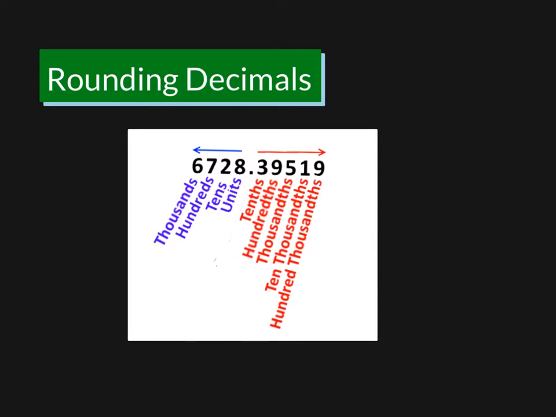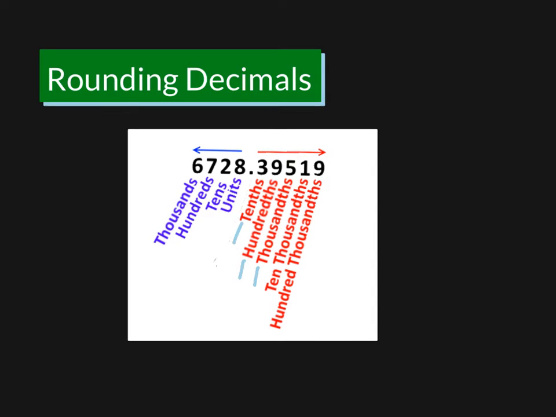Rounding decimals is very similar to rounding whole numbers, except that with decimals, you'll be rounding to the nearest tenth or hundredth or thousandth and so on. And rounding is often used with decimals because the numbers can get so long that they become hard to understand.